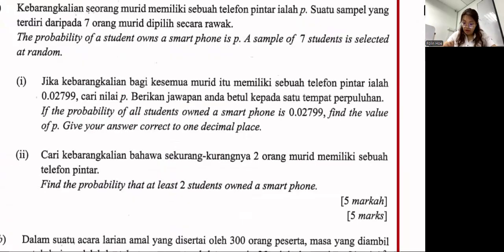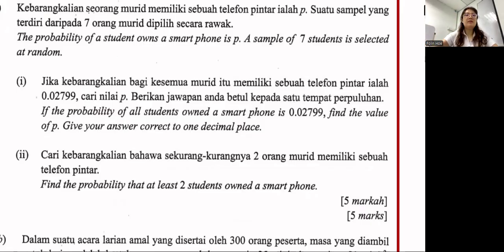Second part, part A 2. Let's see the question. Find the probability that at least, which means minimum, 2, 3, 4, 5, 6, and 7 students own a smartphone. That is 6 values. You can calculate like this: when X equals 2, when X equals 3, when X equals 4, 5, 6, and 7. But this is too long, so we change a little bit.